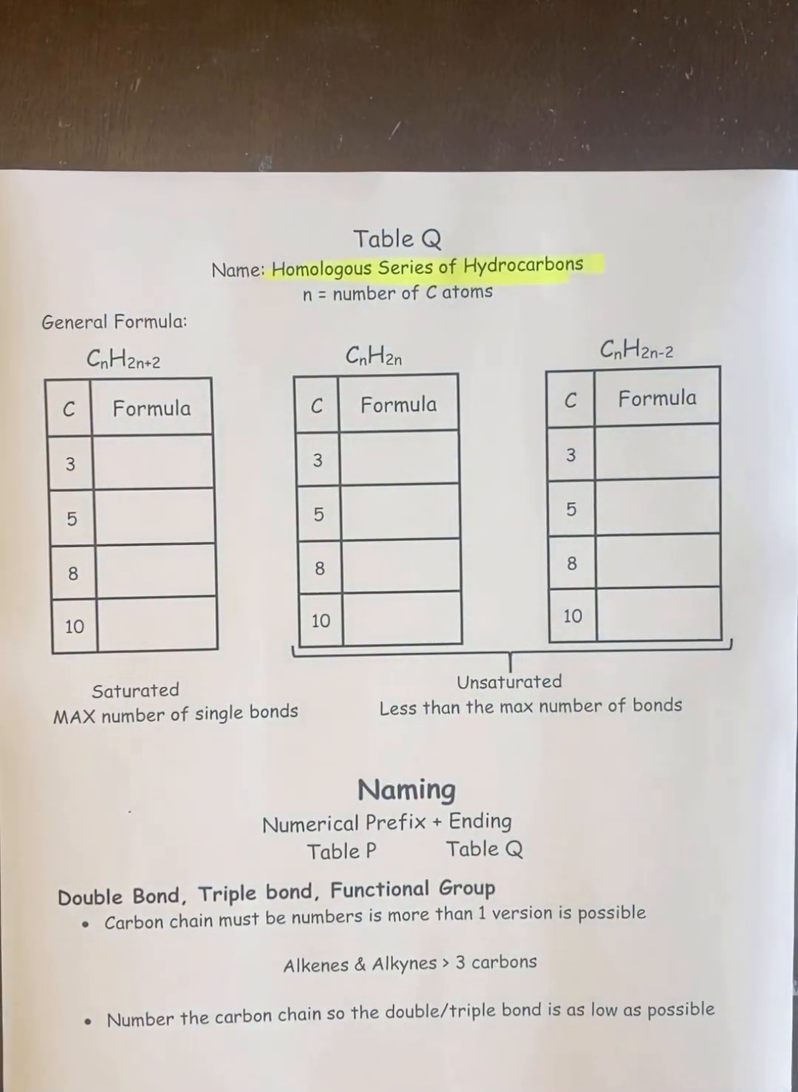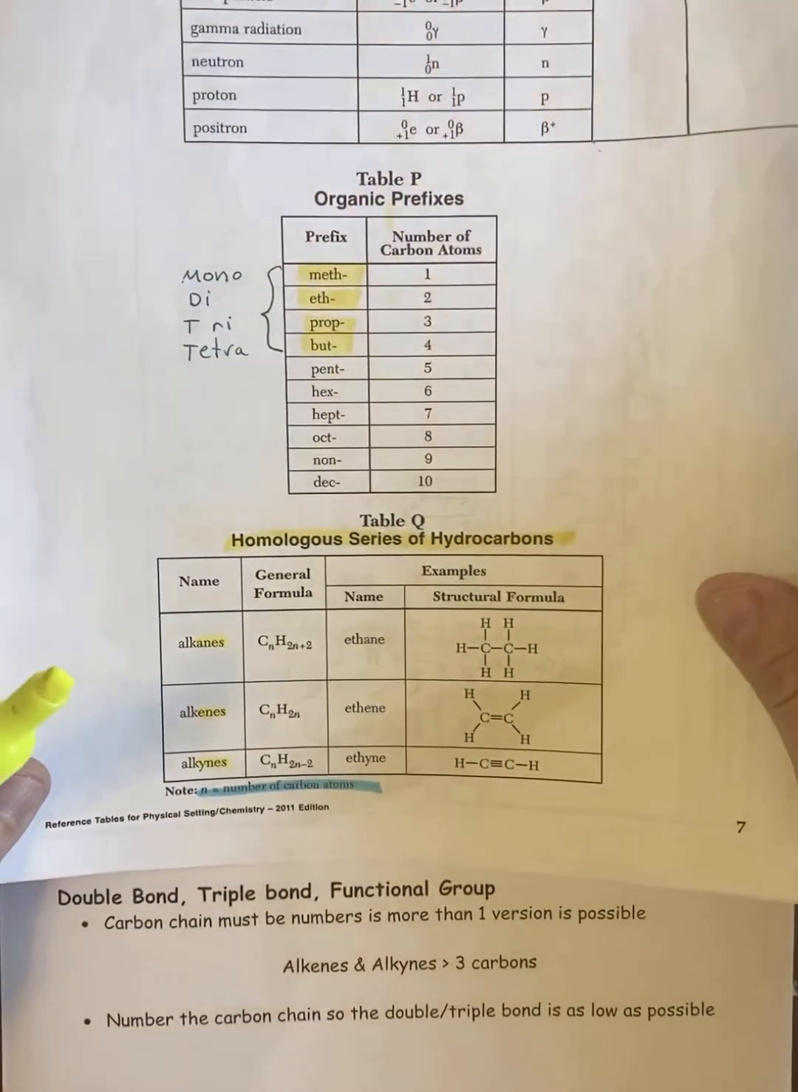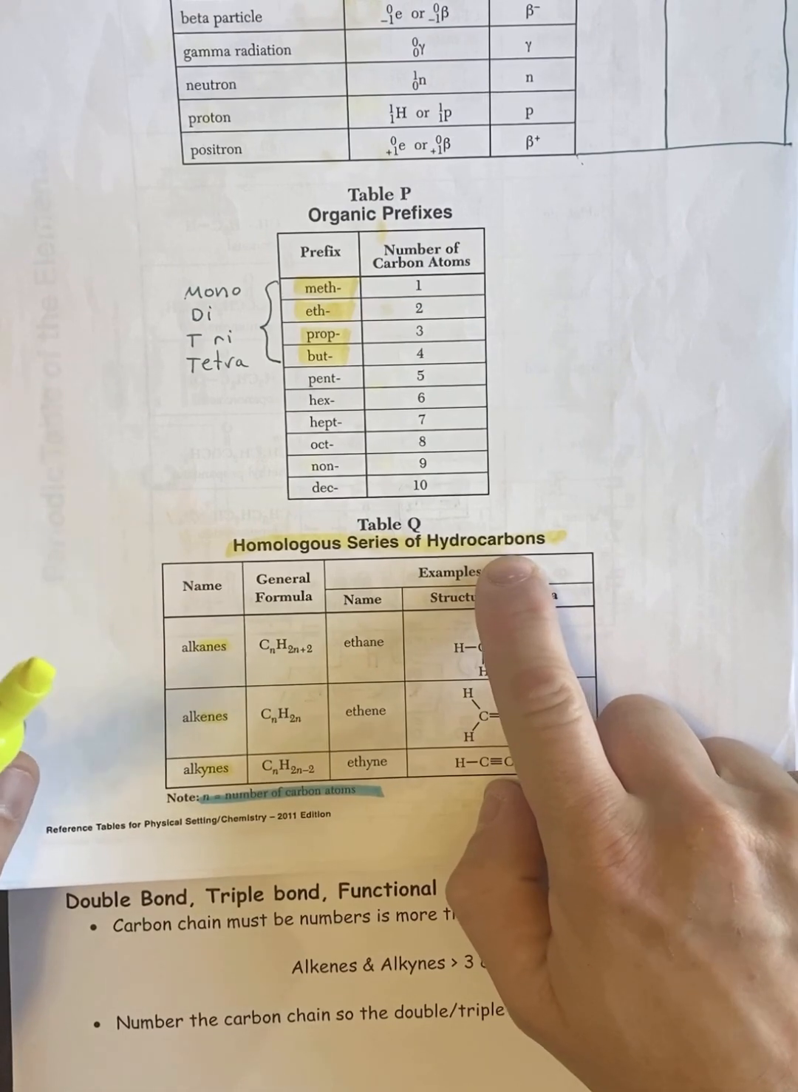All right, that's an important name, not because the name itself has any real significance, but because a lot of times on a Regents, they will reference table Q. Instead of saying according to table Q, they'll say according to the homologous series of hydrocarbons, and then students are like, the what now? And they don't realize that that's the name of table Q. So it is right here as well. It's highlighted. So be careful.